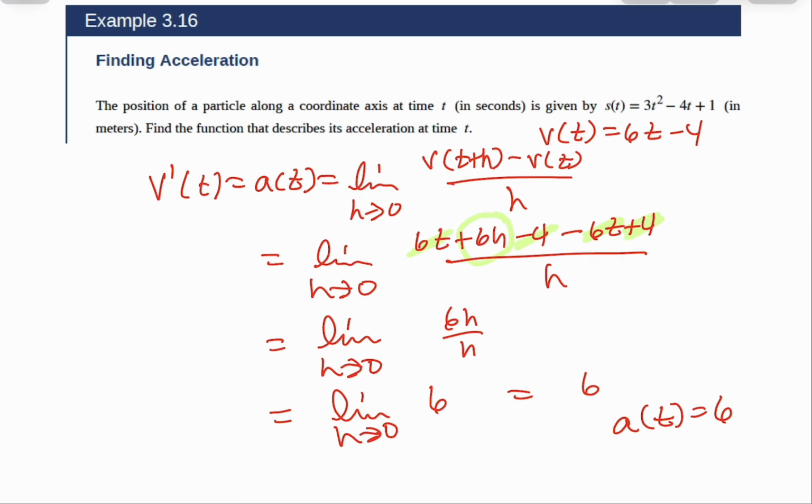So our acceleration is a constant 6. It never changes. So if you know the position function and you take the derivative once, you get the velocity function. That's what this is. And if you take the velocity function's derivative, that's what this is. That is your acceleration equation. So when it's a constant like that, that means the acceleration is always 6. It never changes. And that's that example.